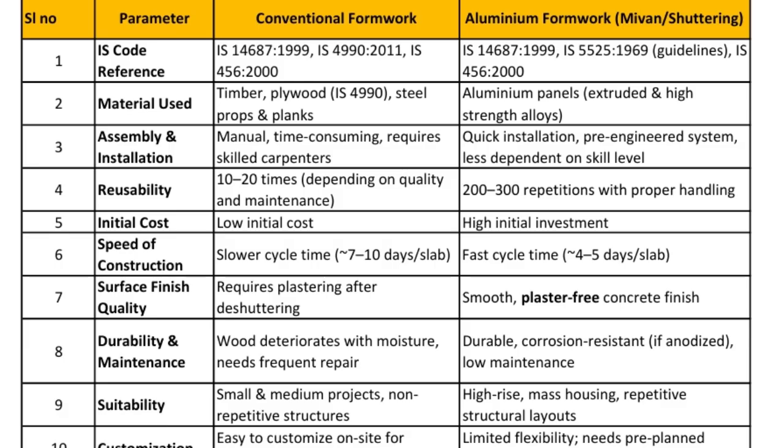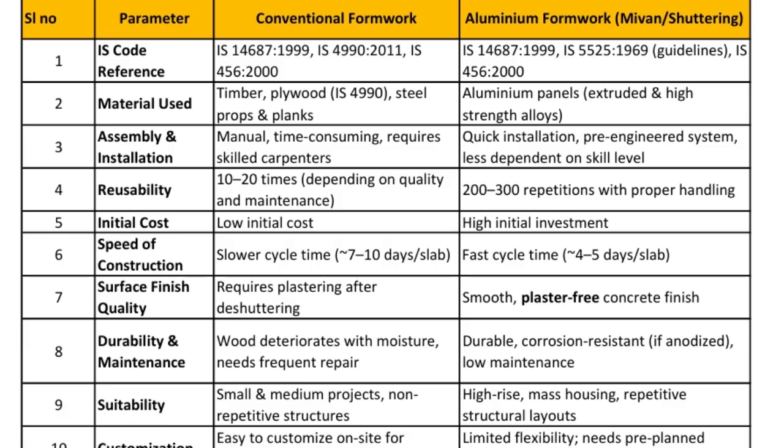Next is reusability. See, in the conventional system it is wood. We are using timber, that is plywood, and if you use it very well and maintain everything properly at the site, you can use it a maximum of 10 to 12 times. After that you need to use new plywood. But on the other hand, aluminium formwork depends on how you are using and how you are maintaining it. With proper maintenance, you can use this aluminium formwork beyond 150 times.